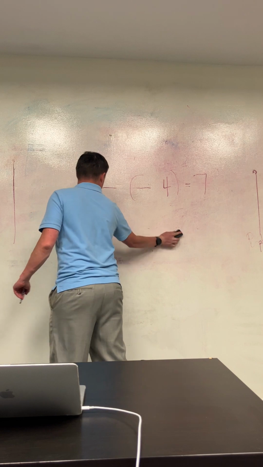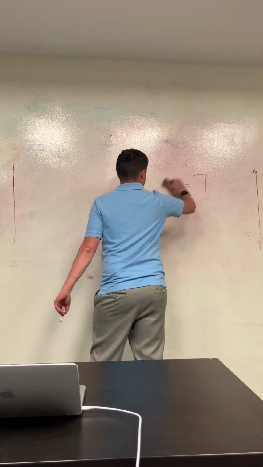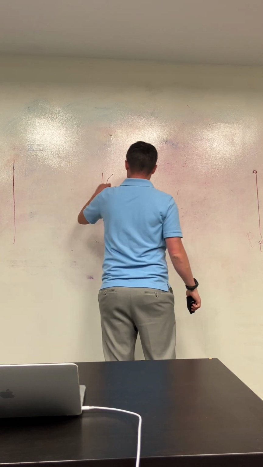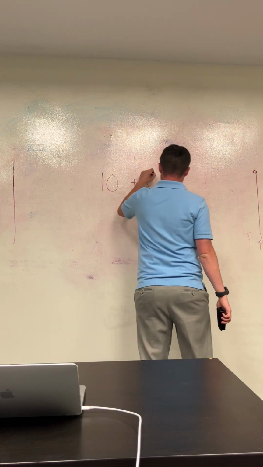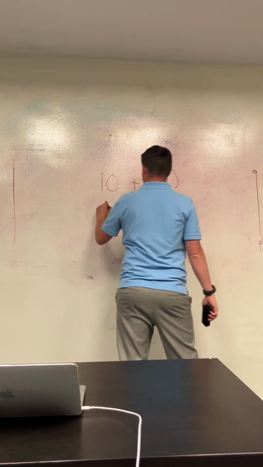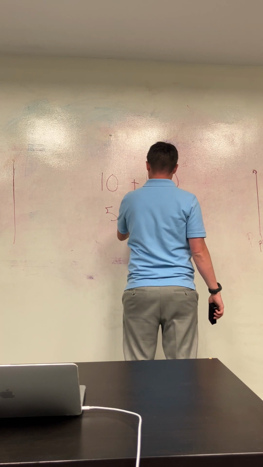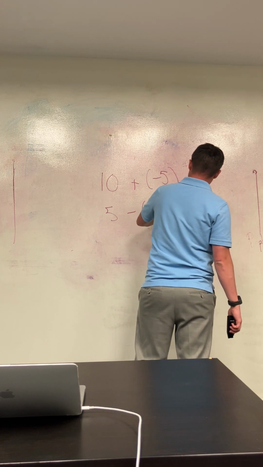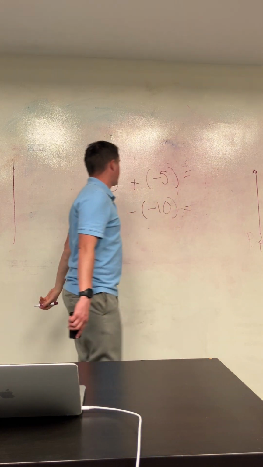Let's try one more. Actually, 2 more. Let's try it. 10 plus 5 minus 10. So what do we get here?